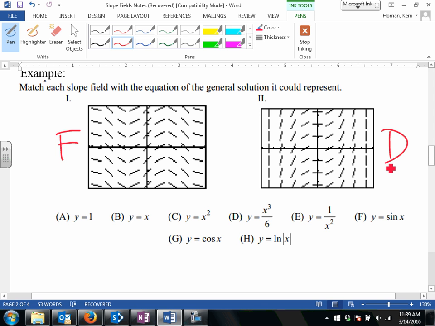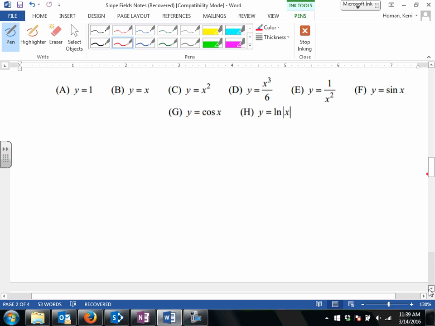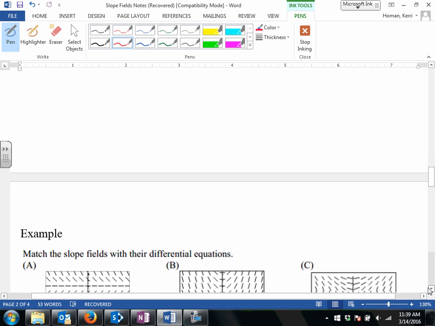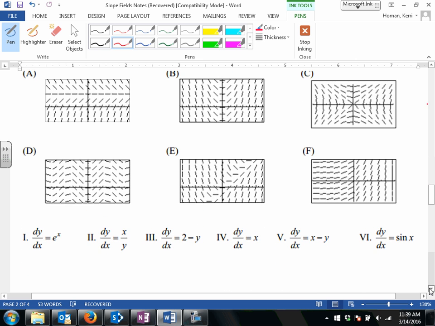Now I'm going to make you think a little bit differently. When we go to the next set, I want you to match the differential equation with the picture. So this one here, dy/dx equals x. Which one is that going to match up with? It's going to look like B.